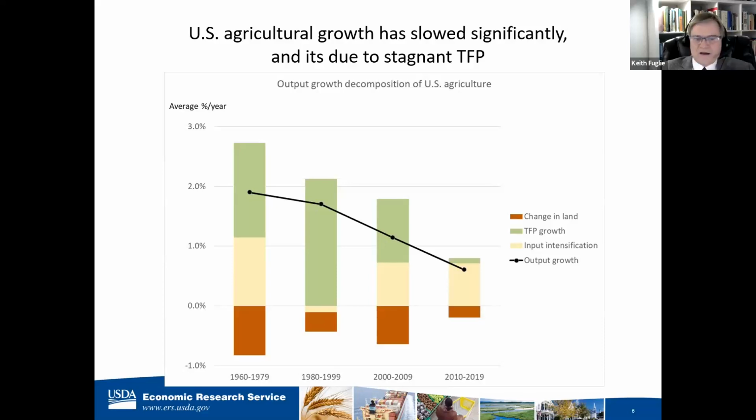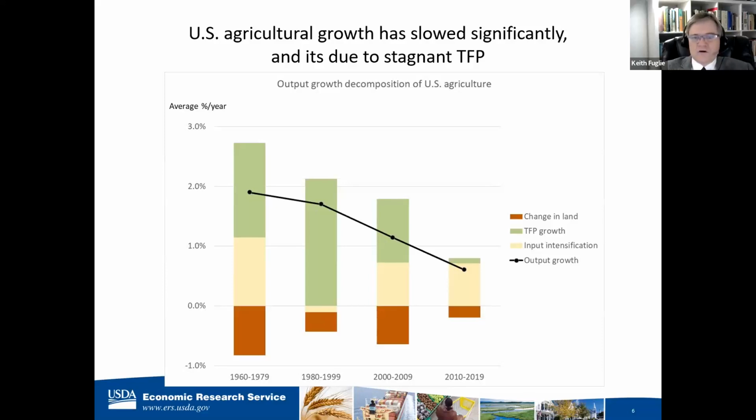Now that second graph, that's the decade of the 80s and 90s. And we can see that TFP was growing exceptionally fast during this period. There wasn't much input intensification taking place during this period. You can remember, farm prices were low. In fact, in the 80s, the farm sector was in a recession, but it was still able to grow through the application of improved technologies and other factors that were raising growth performance of productivity. So output was still growing by almost 2% per year.